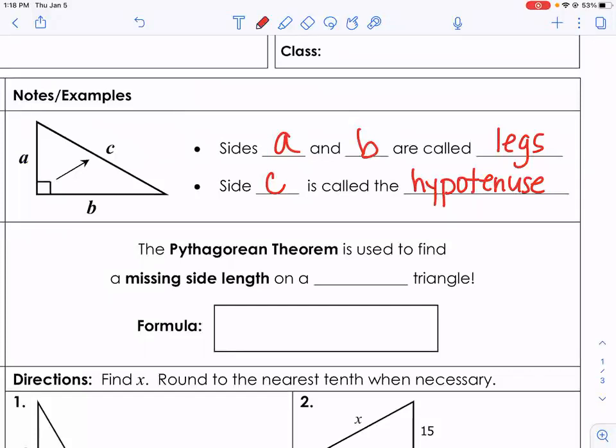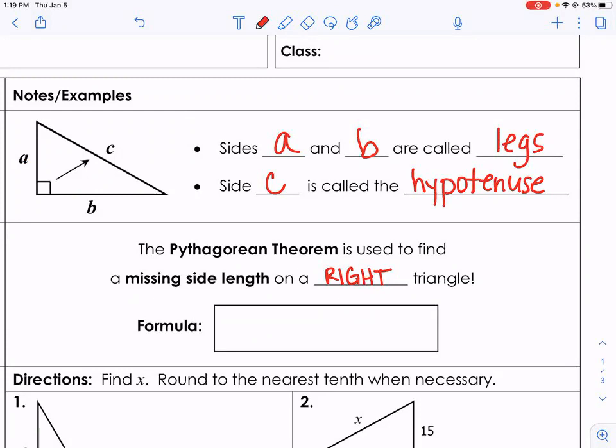Okay. Now, it was really refreshing to hear you guys get excited about the Pythagorean theorem before we even talked about the Pythagorean theorem. Okay, you knew you had heard it before. The Pythagorean theorem can only be used when we are missing a length of a right triangle. If it's not a right triangle, the Pythagorean theorem does us no good.